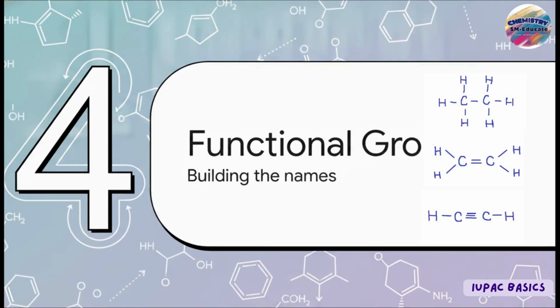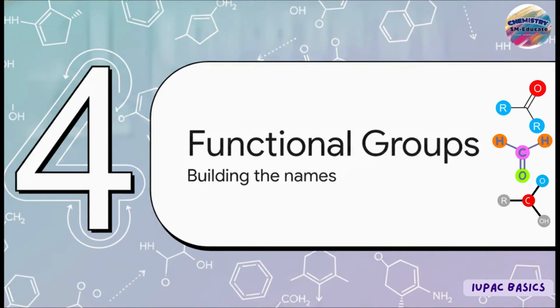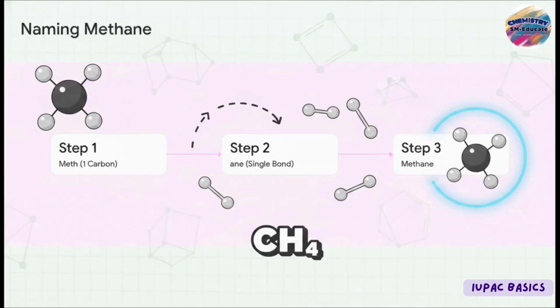Section 4, functional groups and examples. It is officially time to snap our prefixes and suffixes together and see this language in action. Let's follow this formulaic process. Say we have a compound with just a single carbon atom. Step 1. 1 carbon means our prefix is meth. Step 2. It only has single bonds, so our suffix is ane. Step 3. Just push them together. Meth plus ane equals methane. It really is that straightforward.